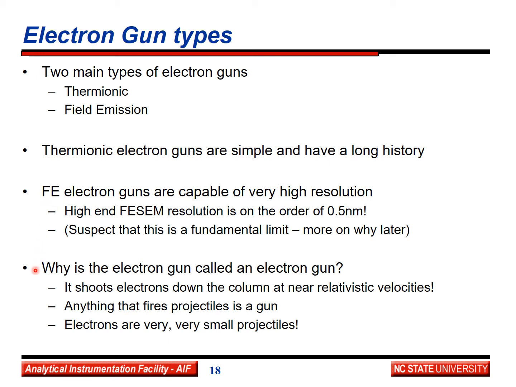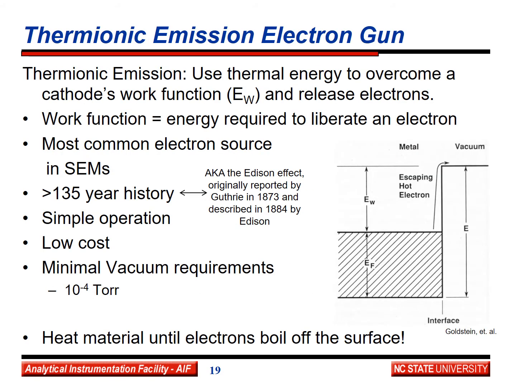Why do we call it an electron gun? Because it shoots electrons down the column, in this case at near relativistic velocities, and anything that fires a projectile is a gun. Thermal emitter electron guns use thermal energy to overcome the cathode's work function and release electrons. The work function is the energy required to liberate an electron from a sample.